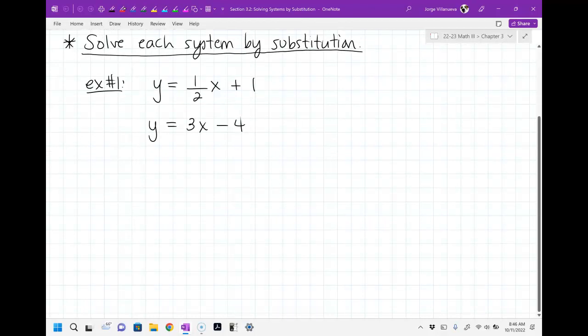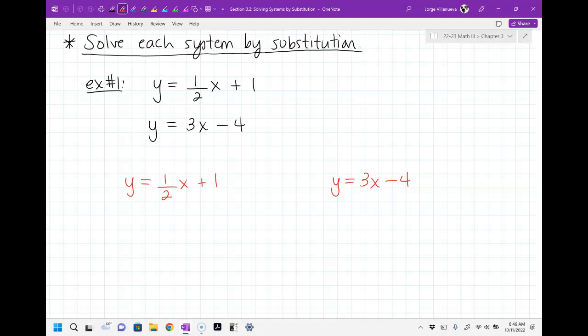The first thing I'm going to suggest for you guys, if you want to make this a little easier on yourself, is to write them side by side. Whenever you do substitution, don't write it one on top of the other. Write it side to side. So let me rewrite this. y equals half x plus 1, and y equals 3x minus 4. Now guys, the numbers can get a little weird sometimes, so the use of a calculator is kind of important, okay? For some of these, you might end up with fractions and stuff like that, so using a calculator will probably be a good idea.